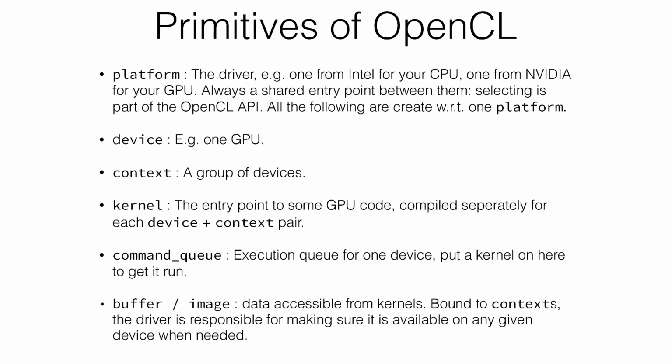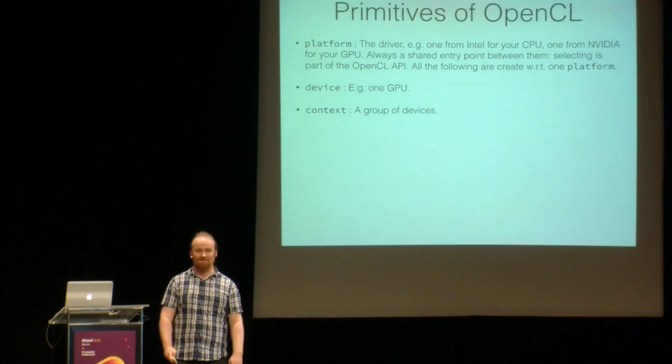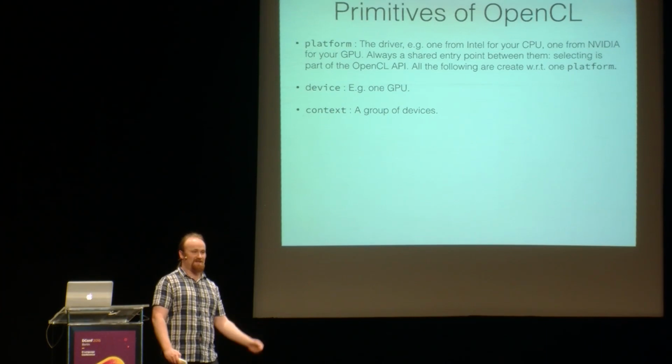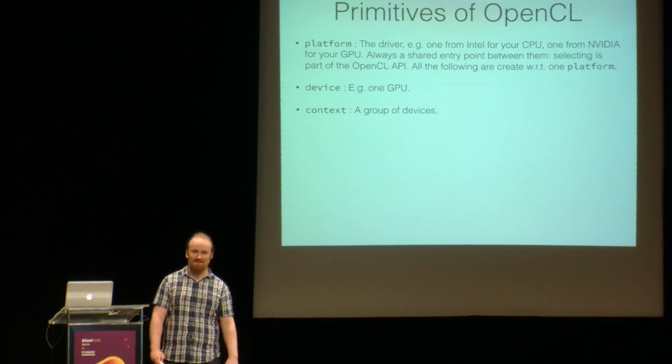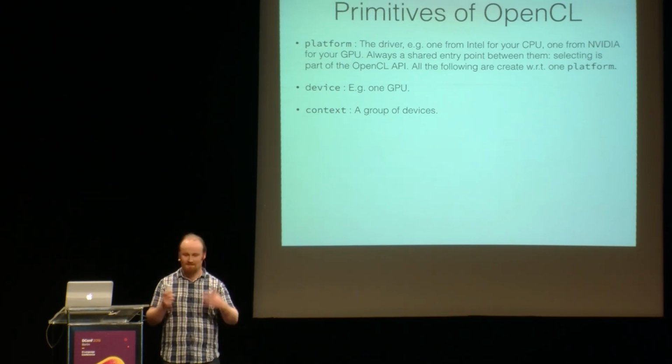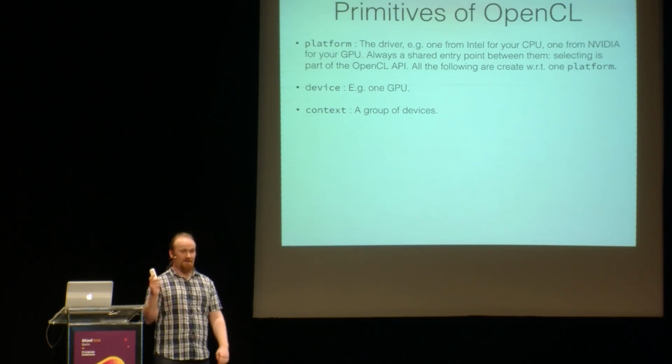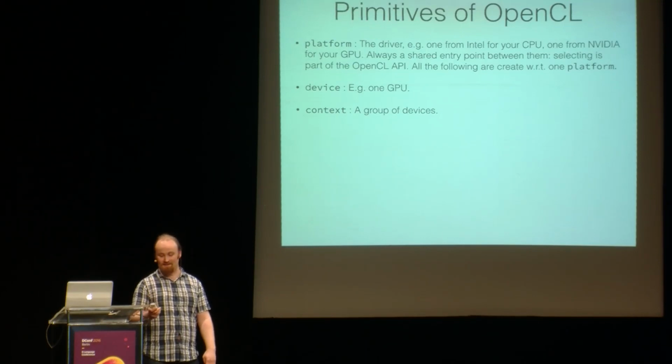So if I had the Intel OpenCL on here, it would support both my CPU and my GPU as targets. Then there's the concept of a device: one GPU, that's a device. The context. This is a horrible oversimplification, but from a lot of perspectives, you can just say the context is a group of devices. It manages a lot of the state, and it does a lot of magic, but really, you group a bunch of devices together to form a context.